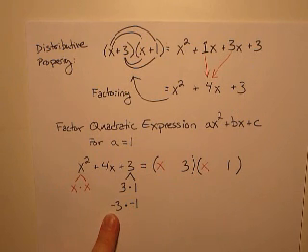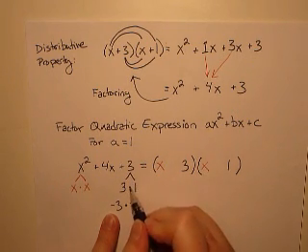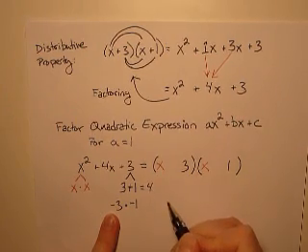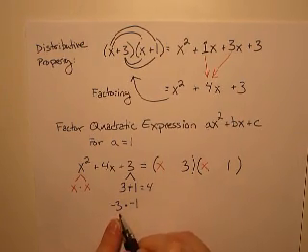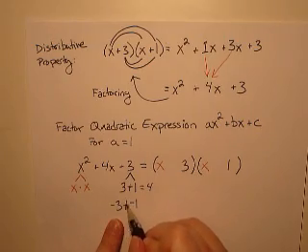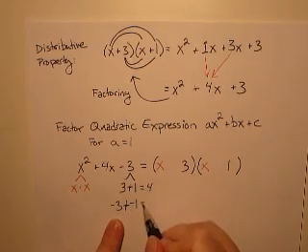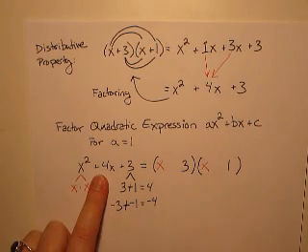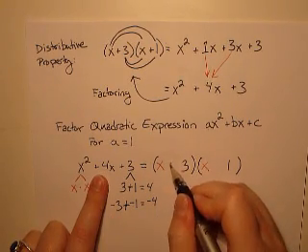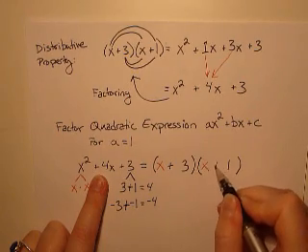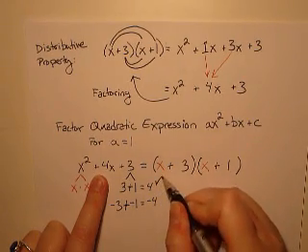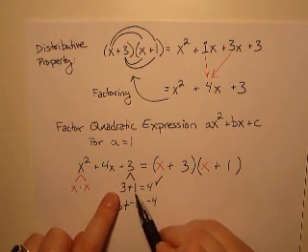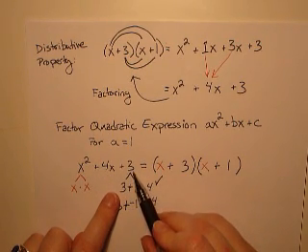So if I ask myself, if 3 plus 1 equals 4, so that's good. What about negative 3 plus negative 1? That equals negative 4. Because I want a positive 4, I'm going to choose positive 3 with positive 1. Positive 4 was what I wanted, so I choose positive 3 and positive 1, the factors of my third term.